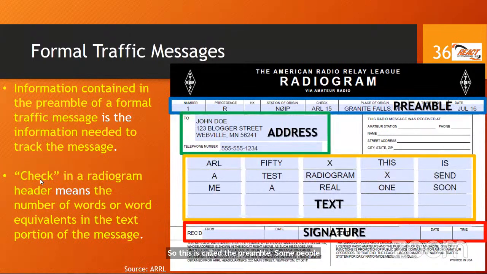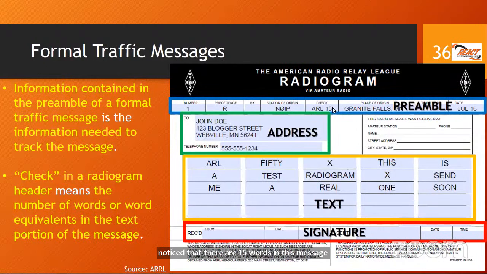Also for the exam, we need to know about the check field. So you'll notice here there's a field called check. So this is message number 15. So check in a radiogram header means the number of words or word equivalents in the text portion of the message. Let's see if that is true. So we see there's 15 here. So it says check. Let's count. 1, 2, 3, 4, 5, 6, 7, 8, 9, 10, 11, 12, 13, 14, 15. We could have easily multiplied 5 by 3, and we notice that there are 15 words in this message. So that's where this check comes in.